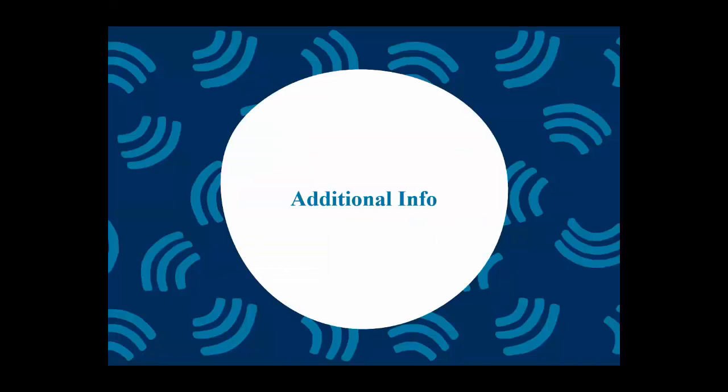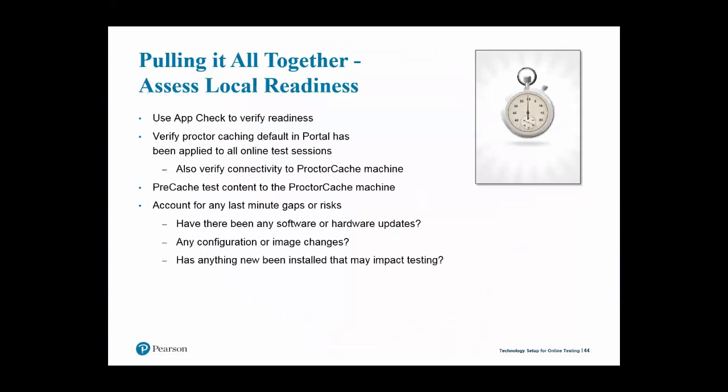Okay, now let's look at some additional reminders on how to put it all together. Don't forget to use the app check to verify readiness on your students' testing devices. If you're using Proctor caching, make sure you've entered the Proctor caching information and that the devices can connect to the Proctor caching computer. Make sure you actually download the test content. Pre-caching will be available next week. When you pre-cache, make sure the pre-caching computer is turned on before you start pre-caching the test content.